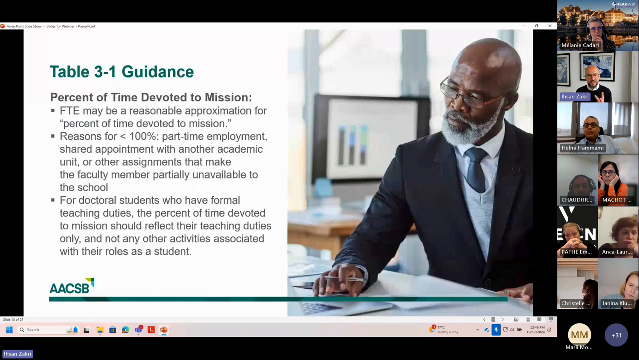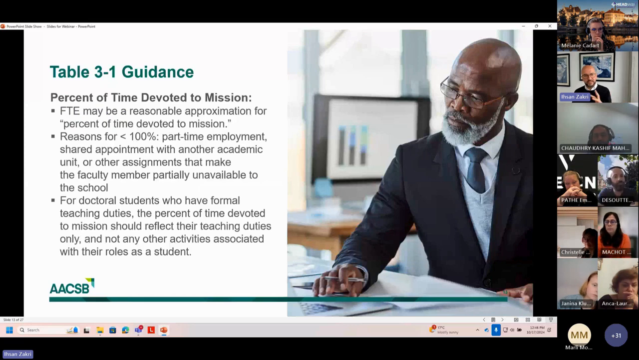Some policies need to be developed for different faculty, for different deans, or for PhD candidates. So all of that you have to work on, having a policy around it, and it is not just ad hoc.